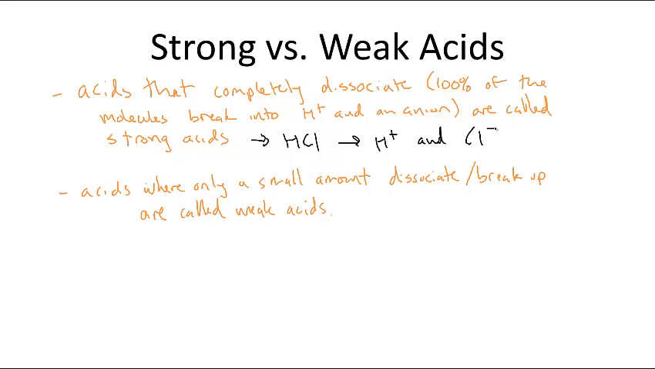But you take something like vinegar, HC2H3O2, well, some of it will split up into these things, but it mostly stays here. It doesn't go all the way. A small amount of it will break up. So if I put a mole of HCl in and a mole of acetic acid in, I'm going to get a lot more H plus from the HCl, because all of that's going to split up, whereas in the vinegar, only some of it will split up.